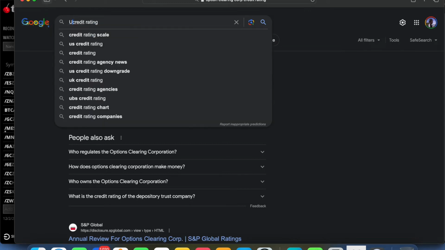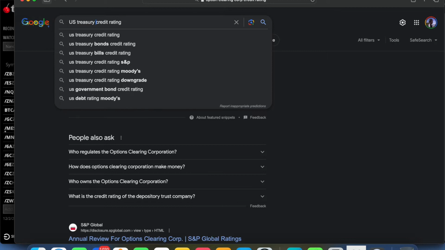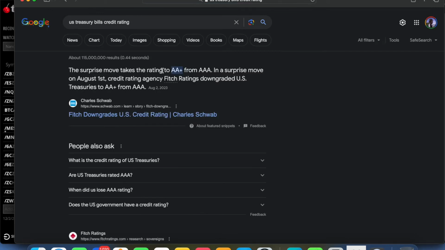U.S. Treasury rating, let's go with the bills, and it's exactly the same. AA plus, down a touch from AAA, I guess. This happened, I don't know when, August 2nd, 2023. So they're basically the same. So your money is safe.